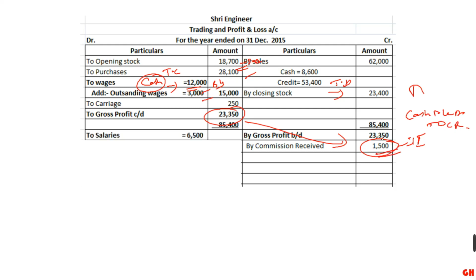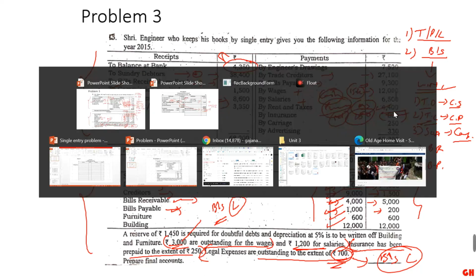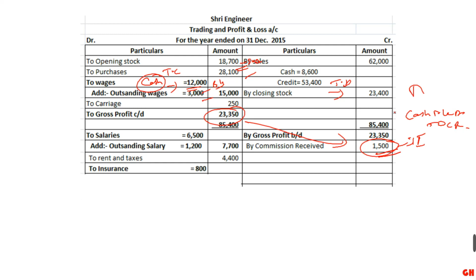Now we will show salary. Salary outstanding will be added, and this outstanding will be shown in the balance sheet. Then rent, rates, taxes: directly given, there is no adjustment. Rent, rates, taxes 4,400. Then insurance 800, less prepaid insurance. Insurance is 800 rupees.